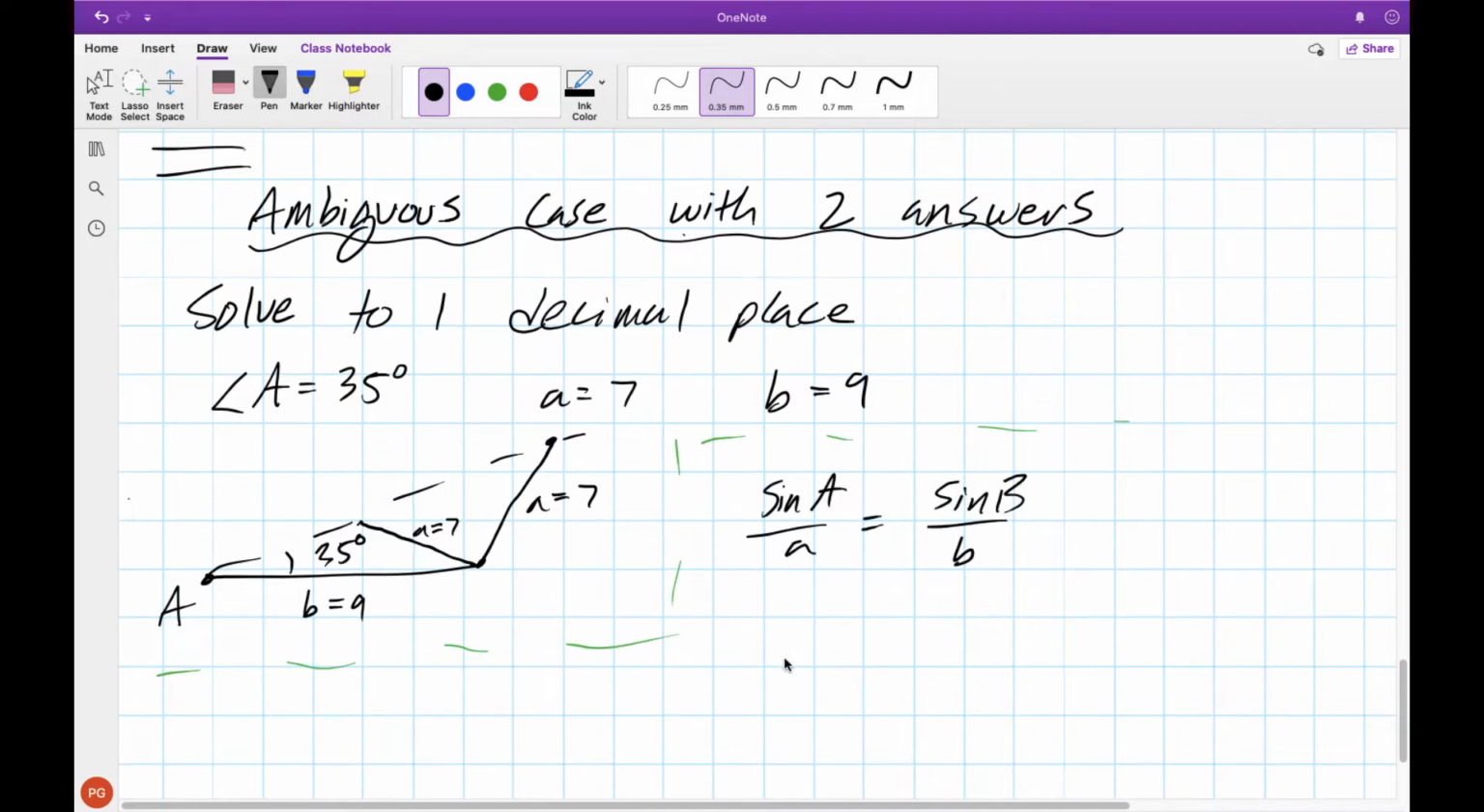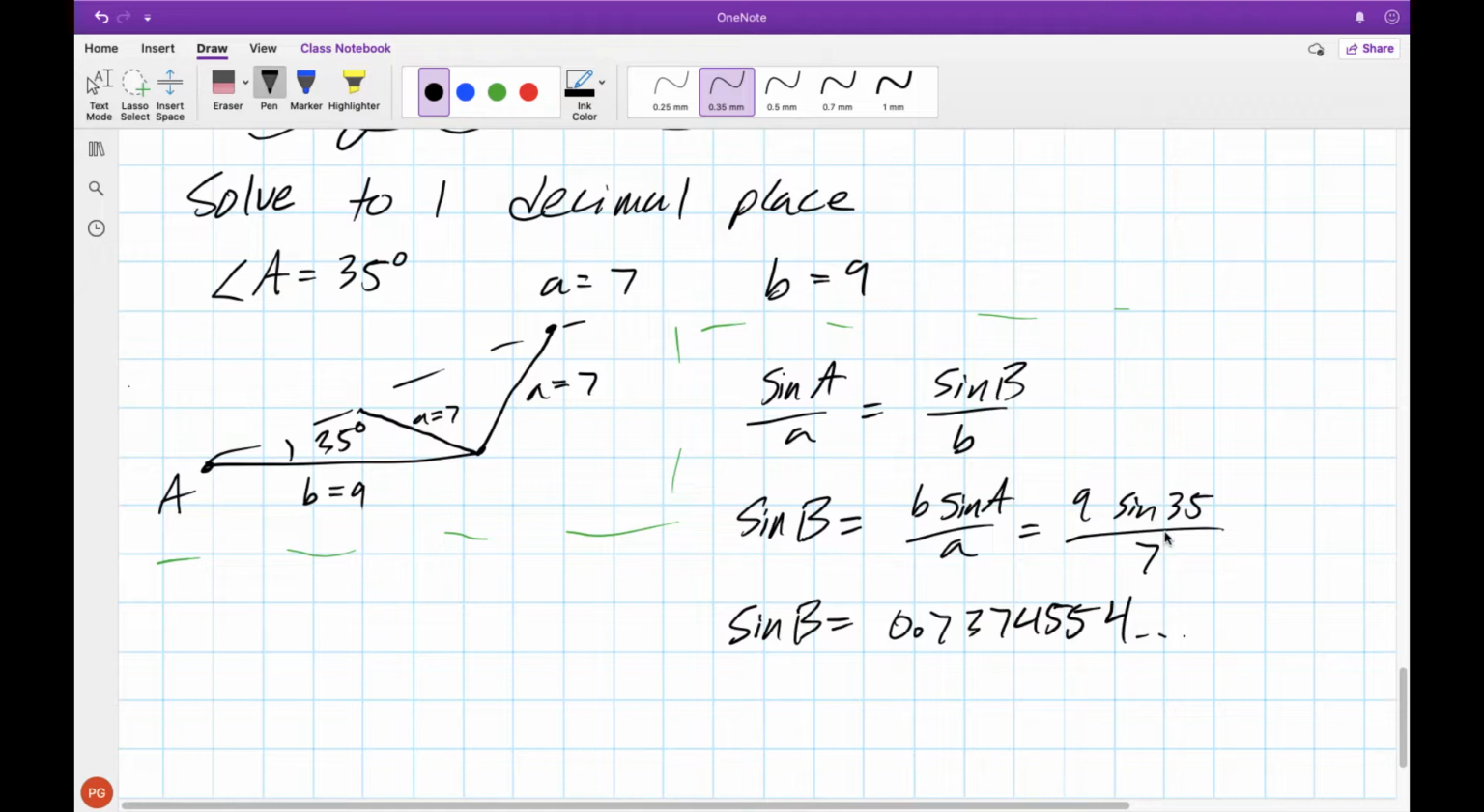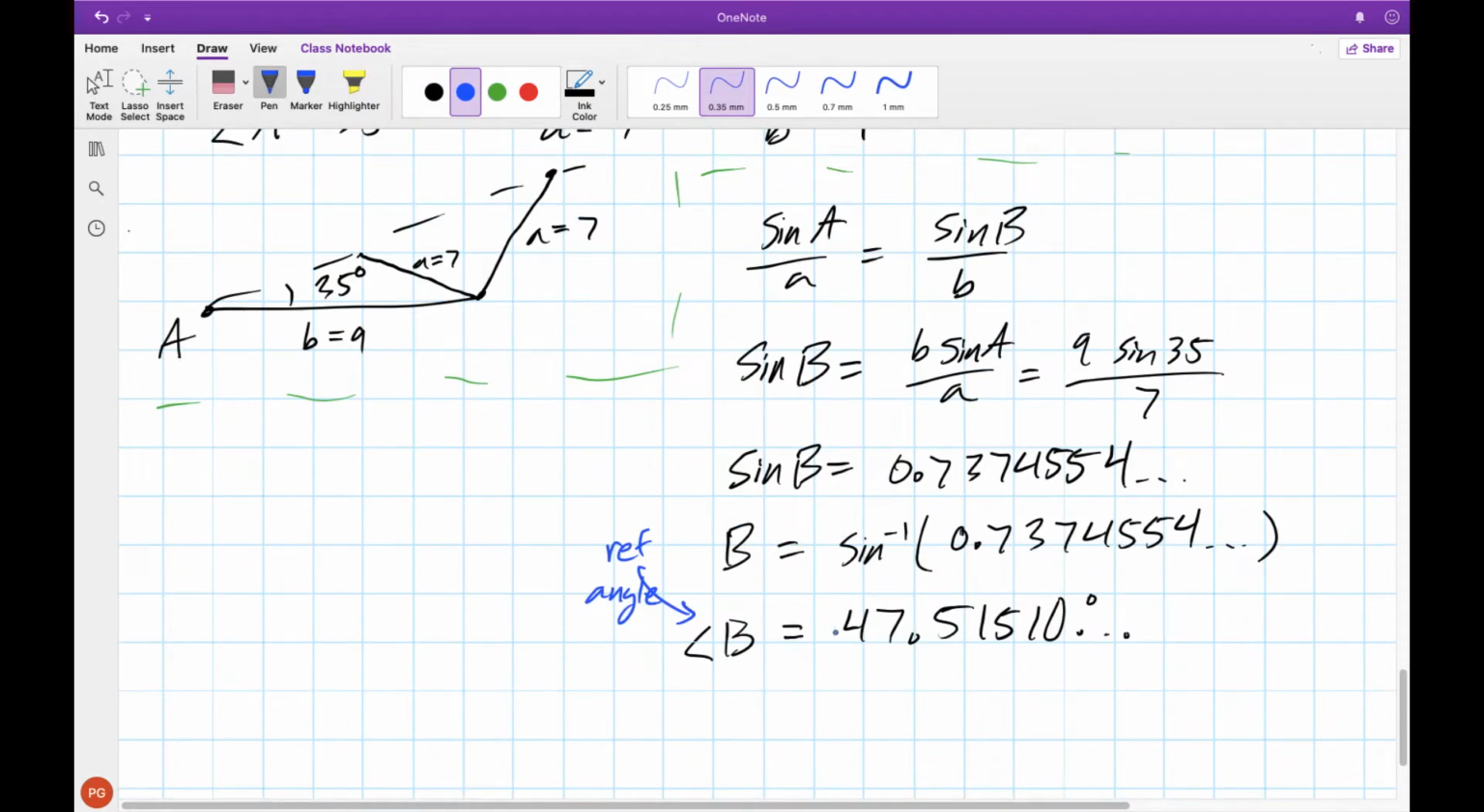Starting with our sine law, then rearranging. Once we rearrange, we can plug in our numbers, get sine of this angle. Once we get the sine of the angle, plug it into our inverse sine, and we can get our reference angle here of about 47.5 degrees. Keep in mind, this is only one of our answers.